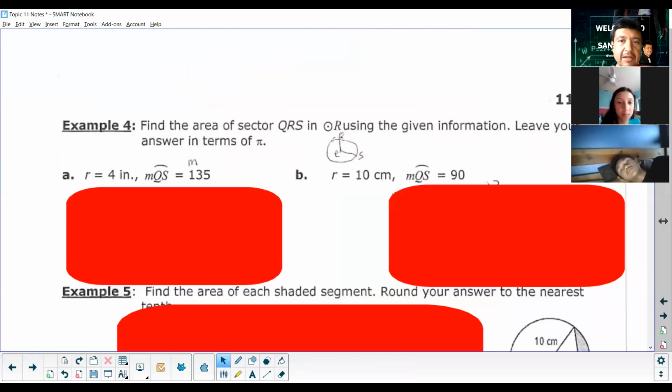Now on this next problem, they're going to just give us information and then we're going to be asked to input it in. So Celeste, why don't you read the directions first so we can make sure that's clear. Find the area of sector QRS in circle R using the given information. And it says leave your answers in terms of pi. So in this case, Celeste, what's different about these problems compared to the ones we did?